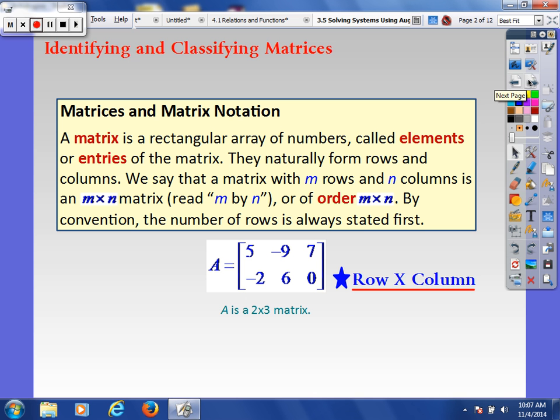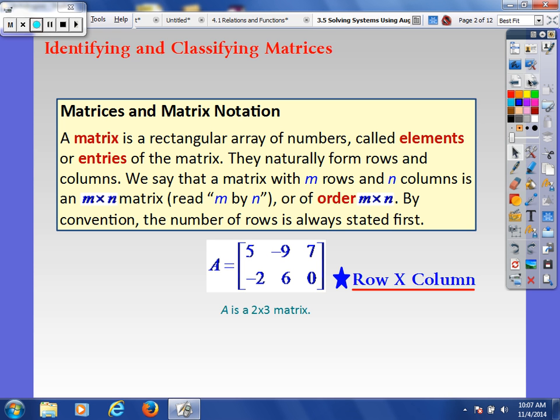We have to know what a matrix is. A matrix is simply a rectangular array of numbers. In other words, it's a way of organizing your information. Think of an Excel spreadsheet. That would be the same, made up of cells, and each cell would be made up of elements or entries. A matrix is identified by its order.